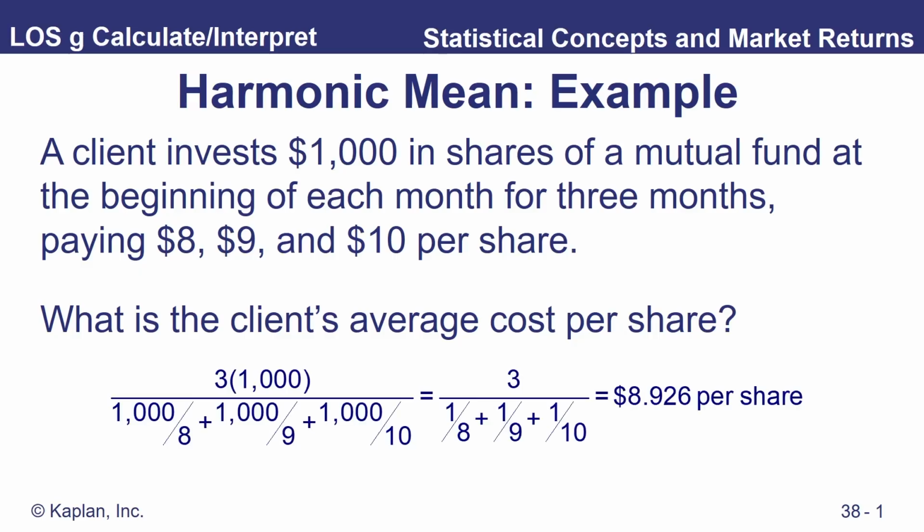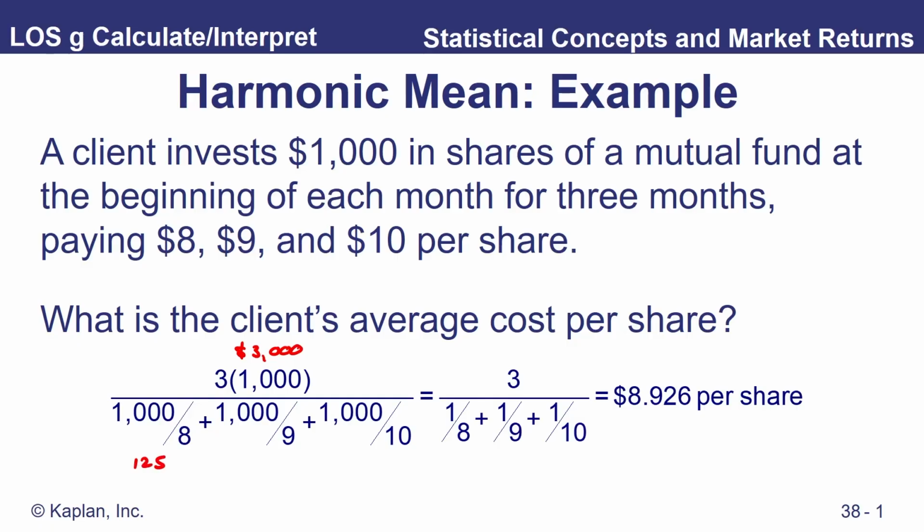Okay, now I'm going to start off with this formula here, because I think this formula over here really explains what's happening. I'm investing a total of $3,000. In month 1, I spent $1,000. Okay, and I was buying shares at $8 per share. So 1,000 divided by 8, that gives me 125. So I purchased 125 shares in the first month.